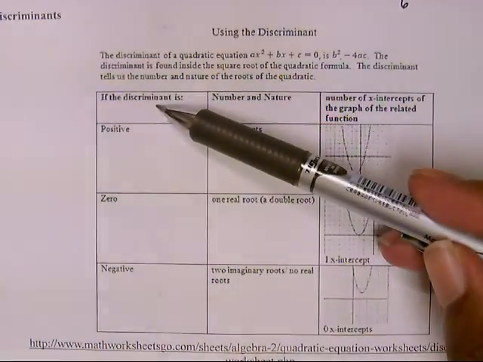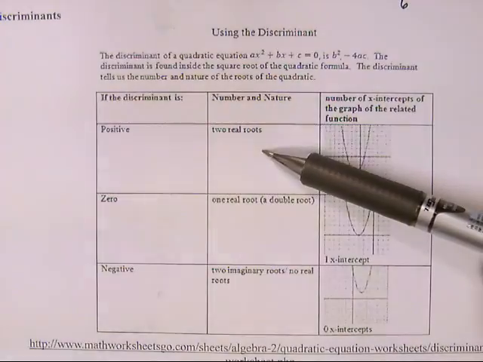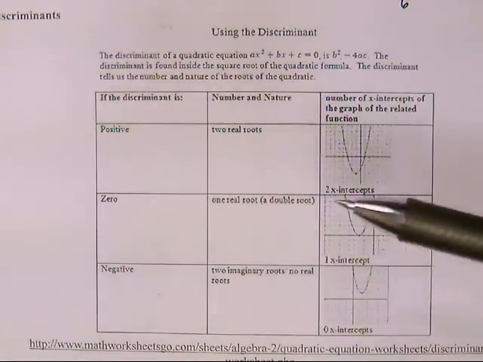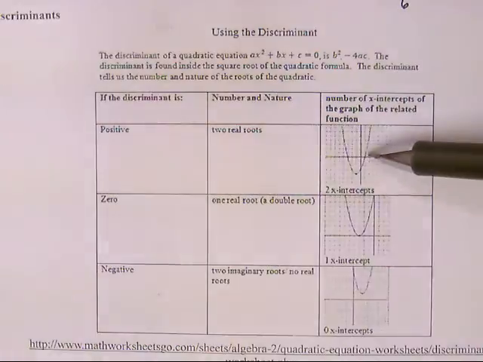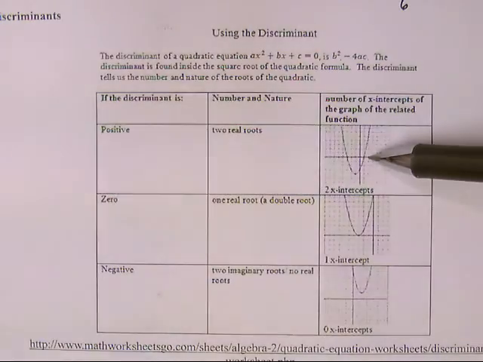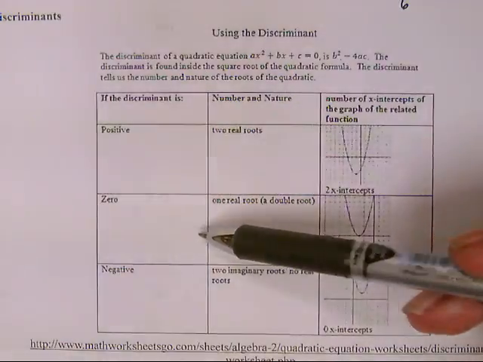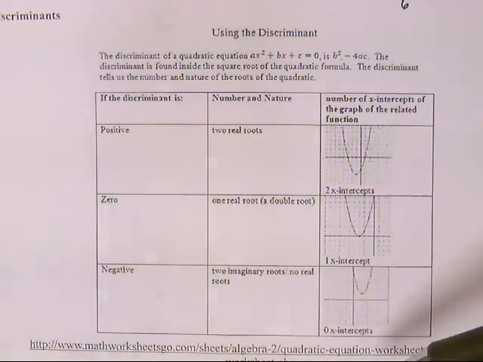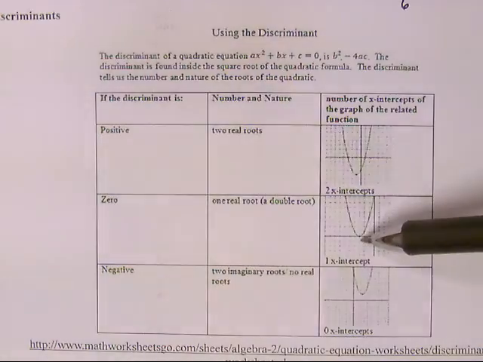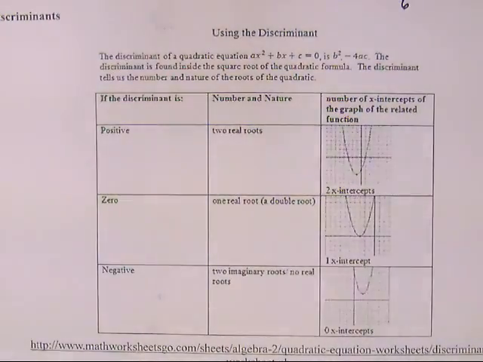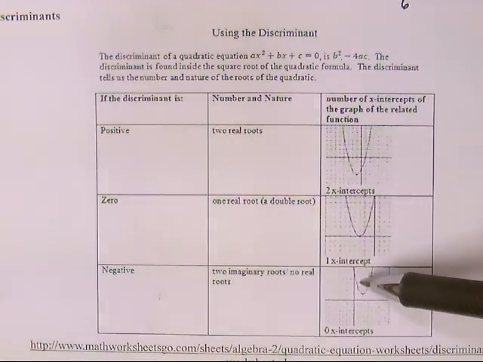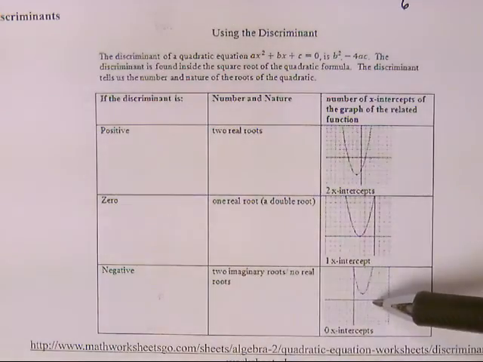So if the discriminant is positive, you're going to have 2 real roots. And this is what the graph will look like here. That means that this graph will have 2 x-intercepts here. One here and one here. If your discriminant is 0, you're only going to have one real root, or sometimes they call it a double root. So you have two x-intercepts, but they're both going to be the same. Or if it's negative, you're going to have two imaginary roots or no real roots. That means that this graph would not intersect the x-axis at all.